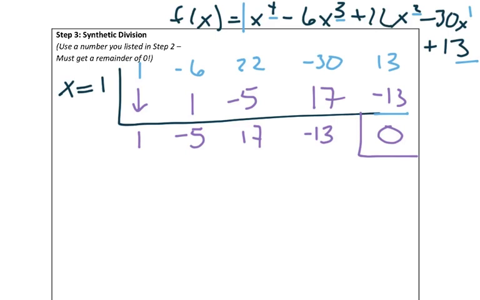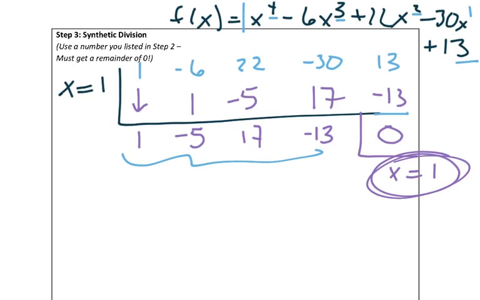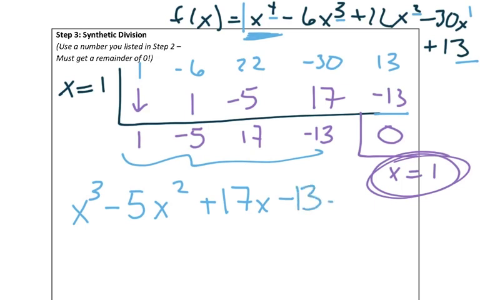And this is our remainder, and because it's a 0, we know that x equals 1 is an answer. And then my new problem, because this started with an x to the 4th originally, would start with an x to the 3rd, minus 5x squared plus 17x minus 13. We're going to make it equal 0 so we can solve it. So that's the problem we're going to write on step 4.